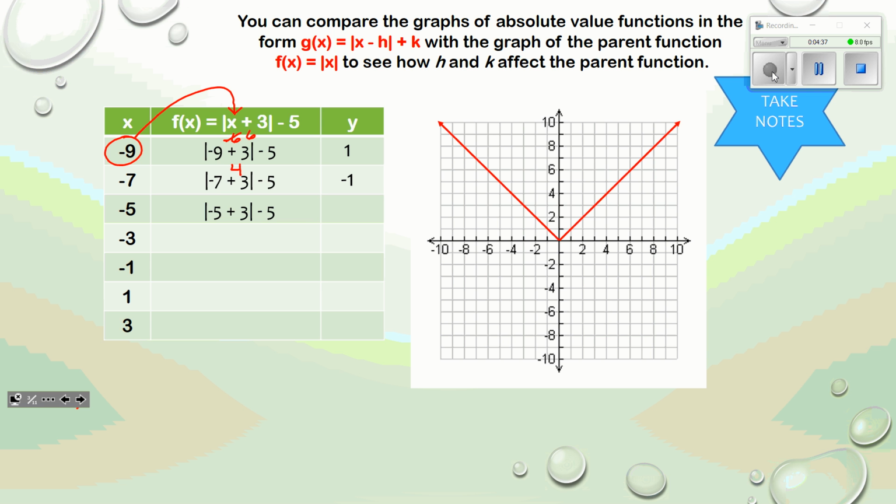-5 plus 3 is -2, so the absolute value would be 2. 2 minus 5 is -3. -3 plus 3 is 0, and 0 minus 5 is -5.